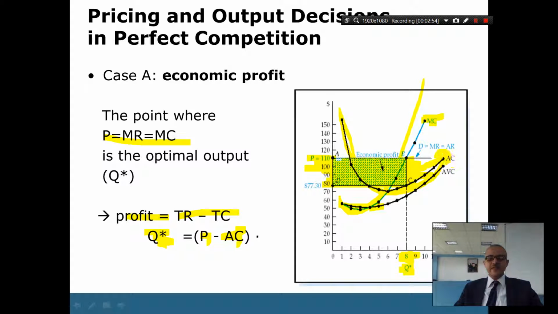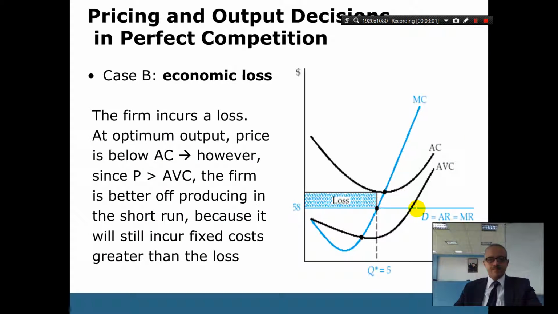Now what happens if this line and this line and this line are not in the same order? This is an example here. Here we have the same marginal cost, the same swoosh going up. We have the average cost, but this average cost is very high. Why is it very high? Probably you have a lot of fixed costs. Maybe you have fixed assets that are expensive, or fixed inputs. So this makes this AC very high.